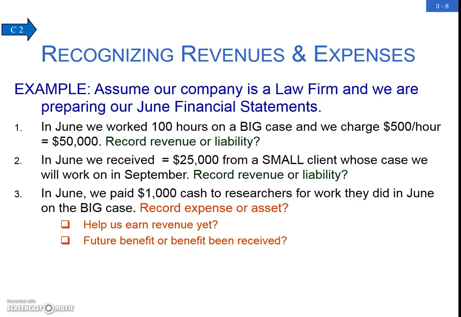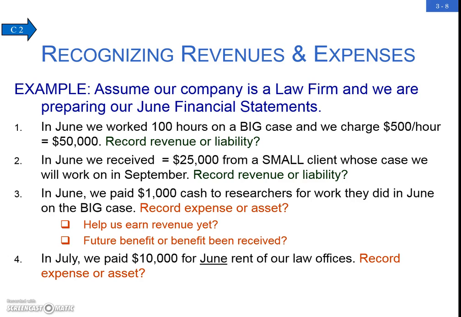And in this example, we already used up the $1,000 cash. We used up all the value. The researchers did their work in June and in theory helped us earn whatever revenue we were going to earn in June already. We've used up that $1,000 completely. It's an expense for us. And of course here we'd be crediting cash for $1,000 and debiting a specific expense account. We'd probably call this research expense or something to that effect. Don't worry necessarily about the names of the expense accounts, just understand that it is an expense.